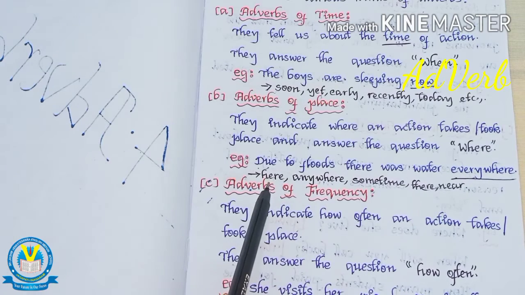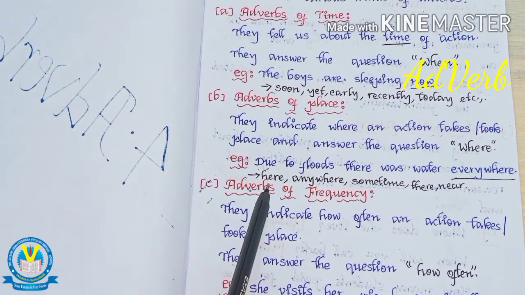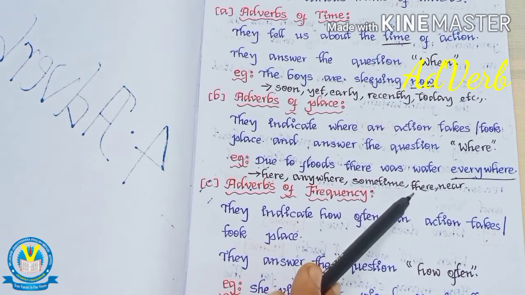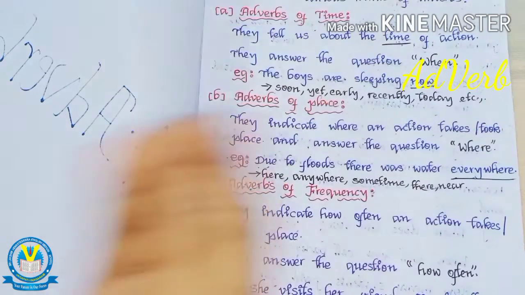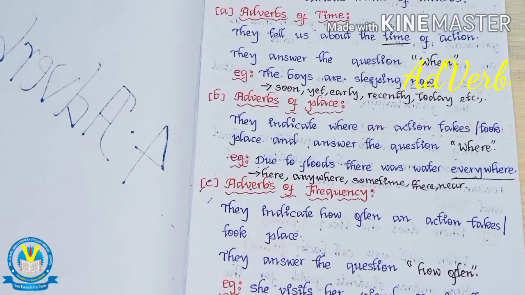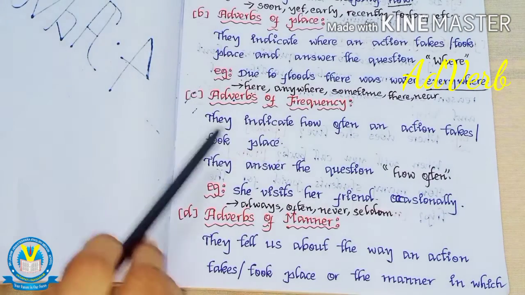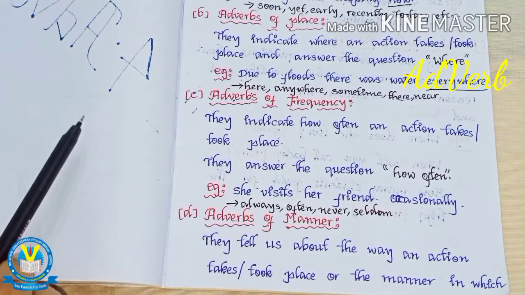So children, here we have a few more keywords for adverbs of place. They are here, anywhere, sometime, there, near, etc. These all indicate adverbs of place. And the next one is adverbs of frequency.